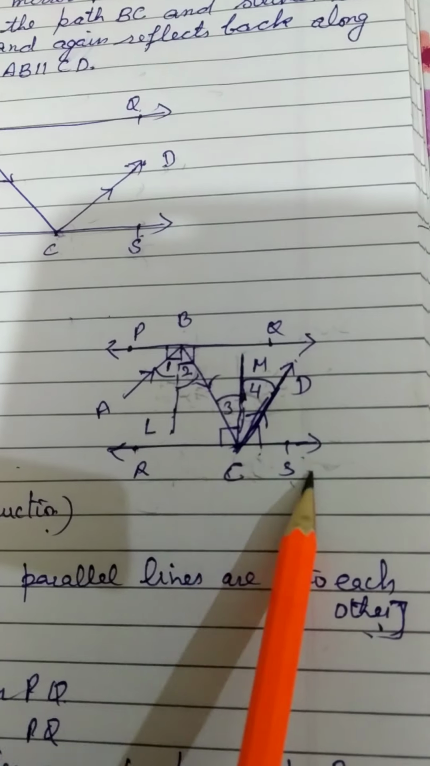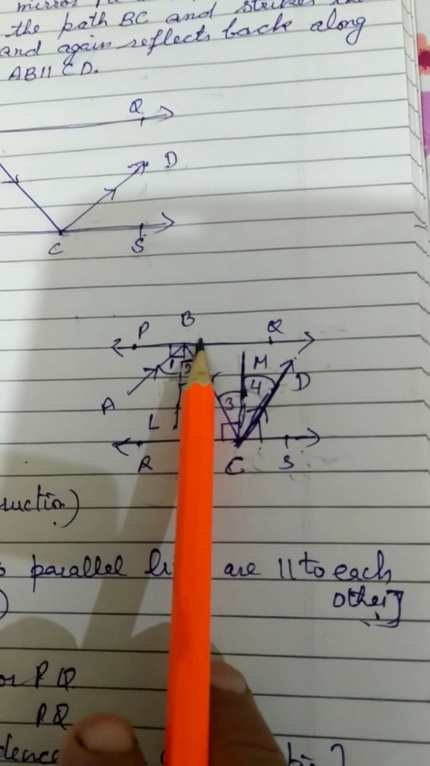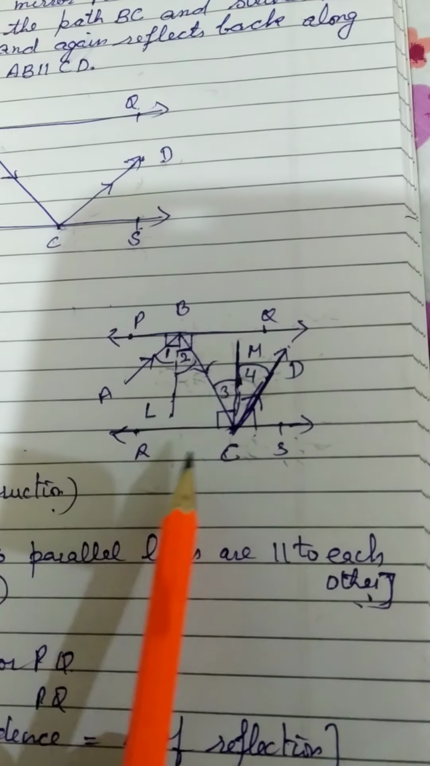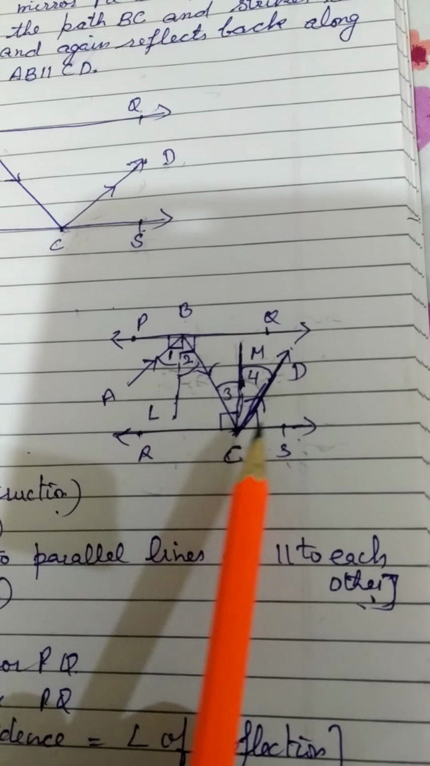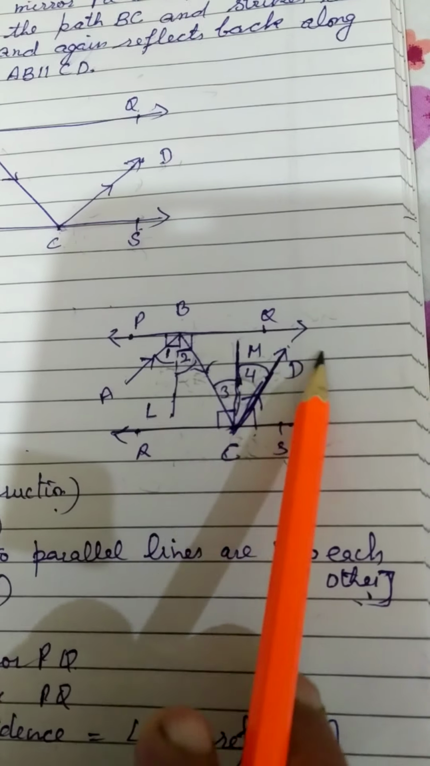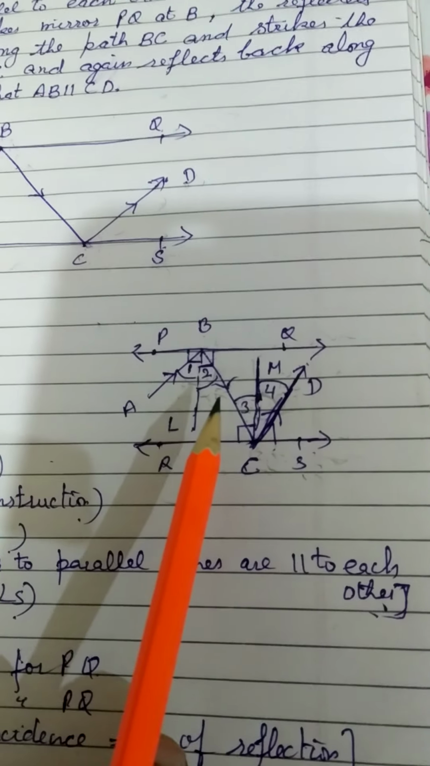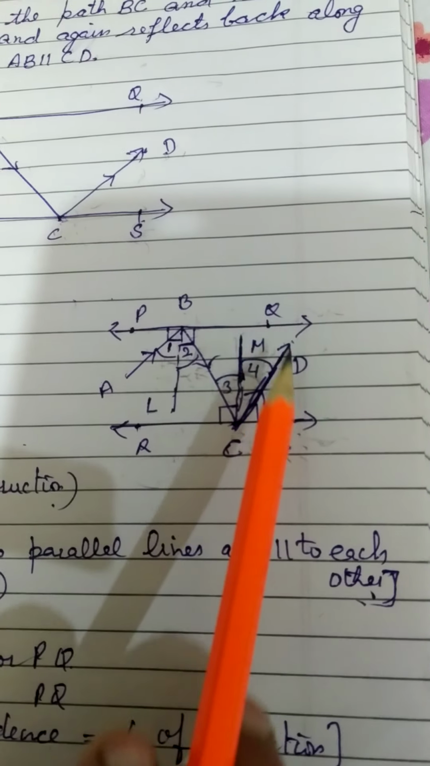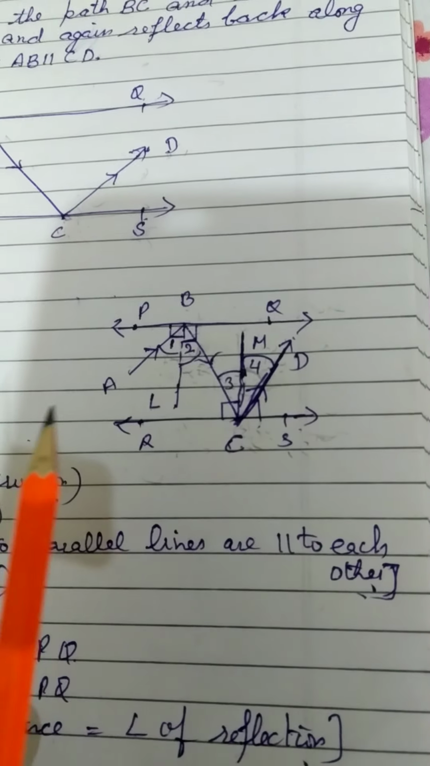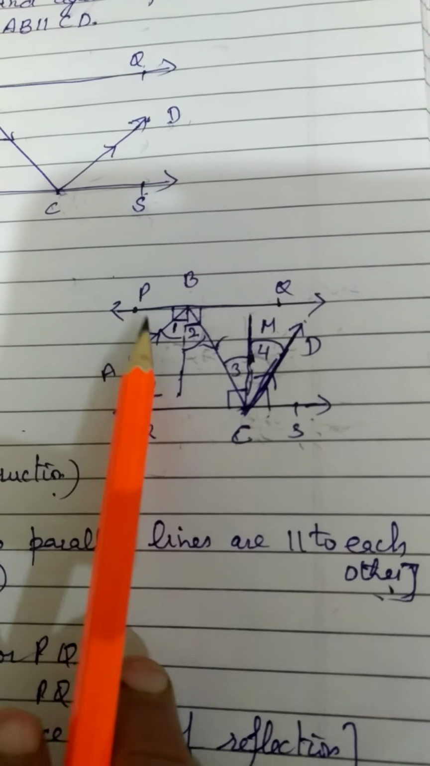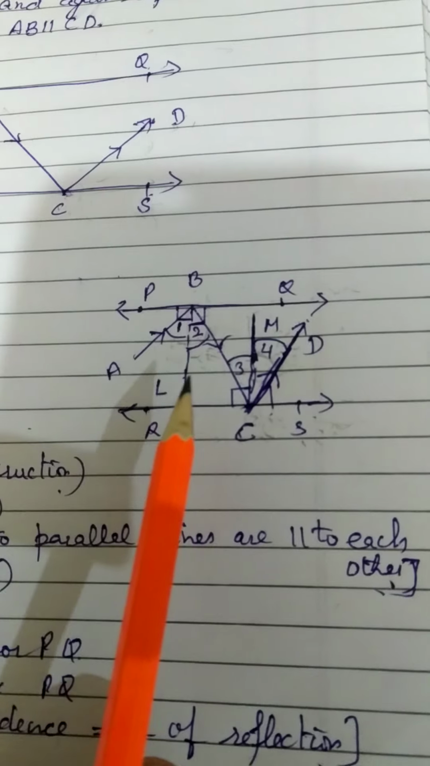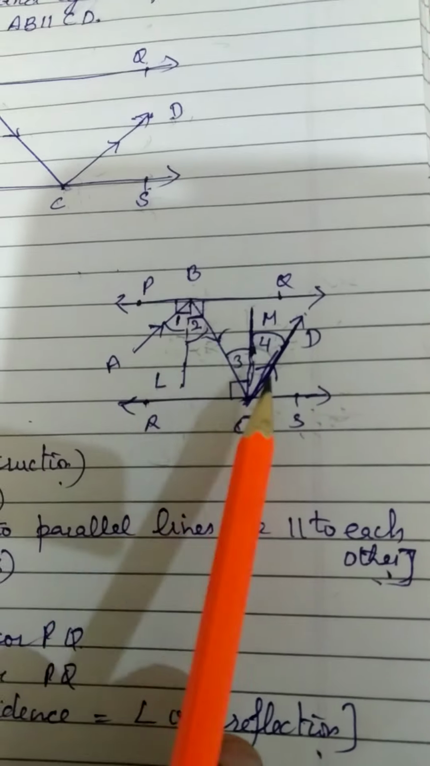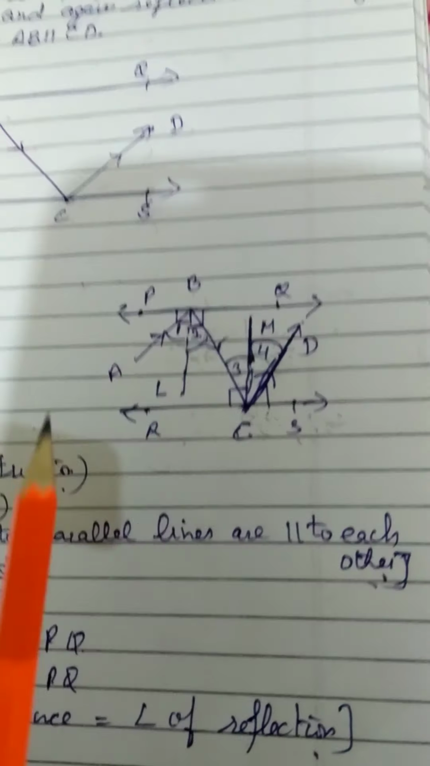PQ is parallel to RS, AB strikes the mirror PQ at B and gets reflected towards BC and intersects RS at C and then gets reflected from C in the path CD. Now for this we have done a construction that BL is perpendicular to PQ and CM is perpendicular to RS. Clearly, PQ is parallel to RS, it is given, and BL is perpendicular to PQ and CM is perpendicular to RS, means that BL is parallel to CM.